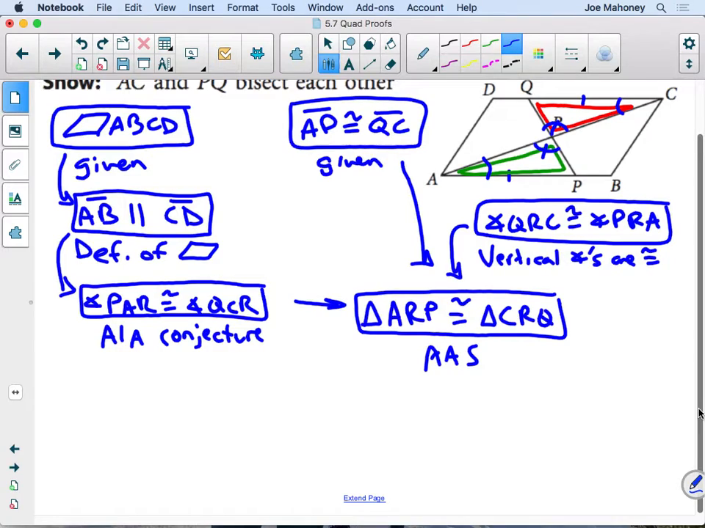I don't really do the midpoint step. I understand those that do. I don't like to do it.